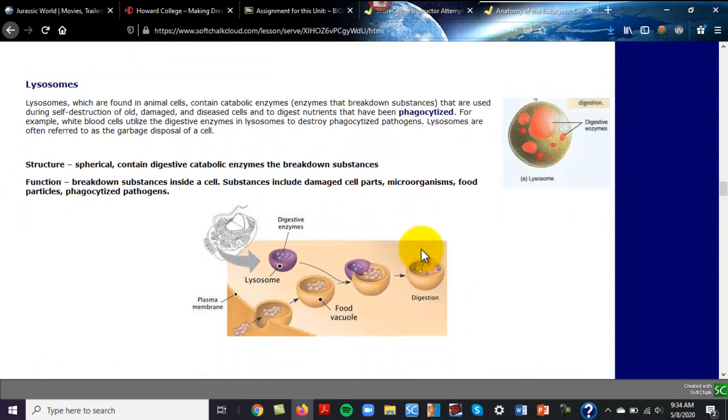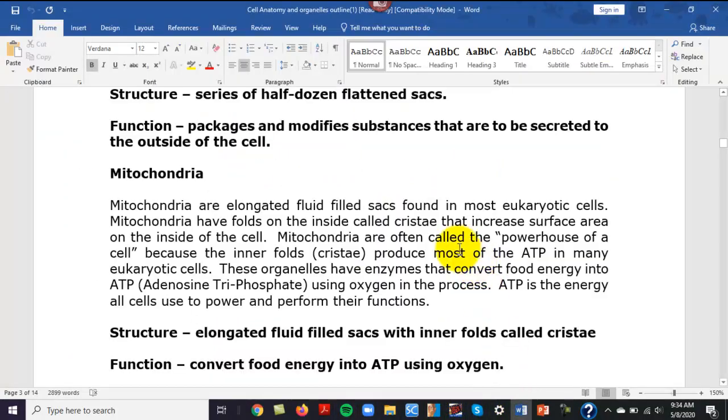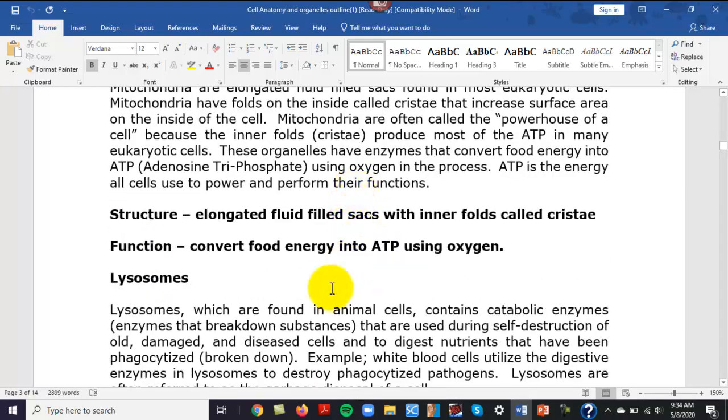Lysosomes. So these here, and this is actually a good diagram as well. Lysosomes are very important in microbiology. Lysosomes are little organelles within a cell, and that's what we're covering here. Organelles are like little organs, and they're only found in eukaryotic cells. Prokaryotic cells are very simple. They do not have membrane-bound organelles.